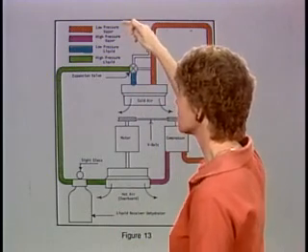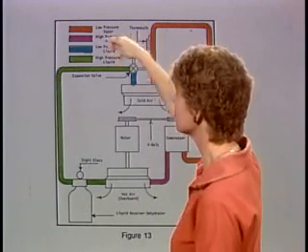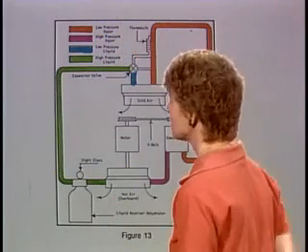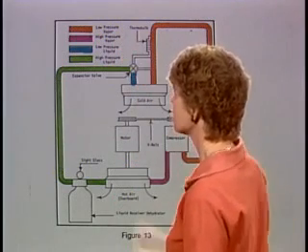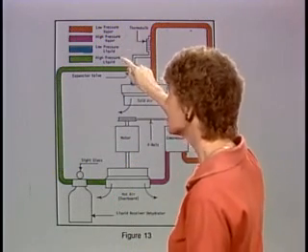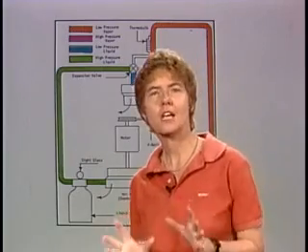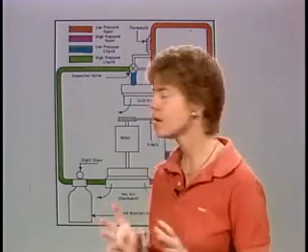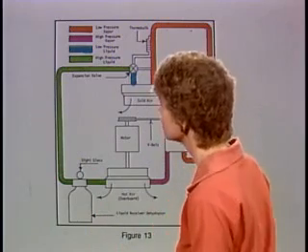Our orange line is low pressure vapor. Our kind of purplish pink line is high pressure vapor. Our blue line is low pressure liquid, and the green line is high pressure liquid. And let's take an overall look at the Freon as it moves through this Freon air conditioning system.